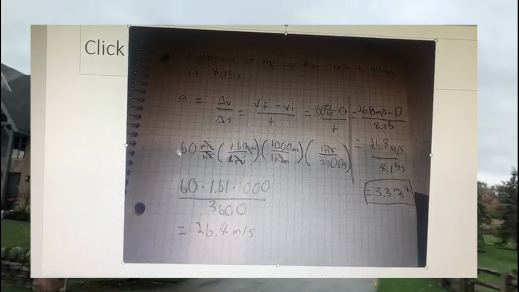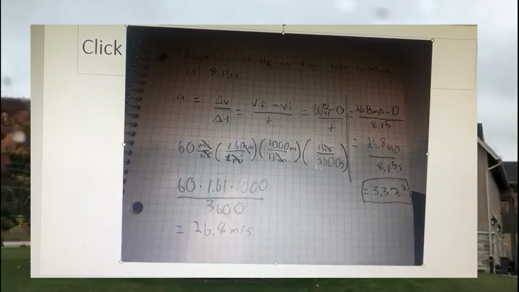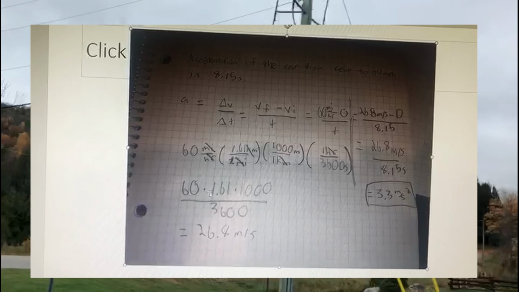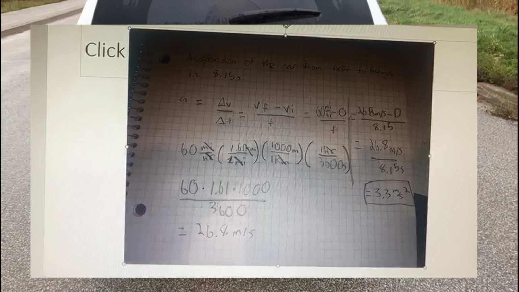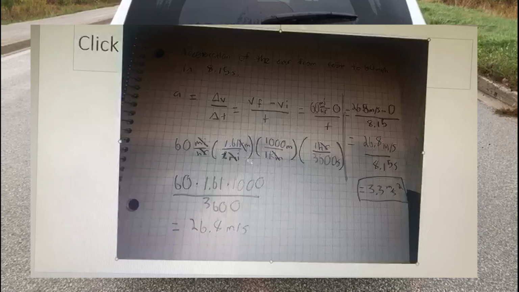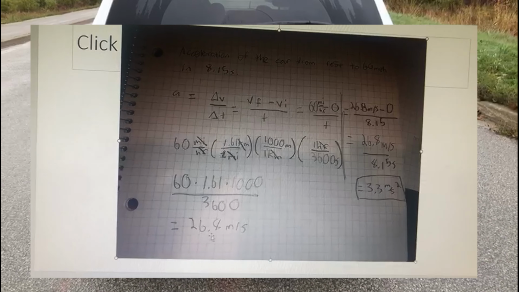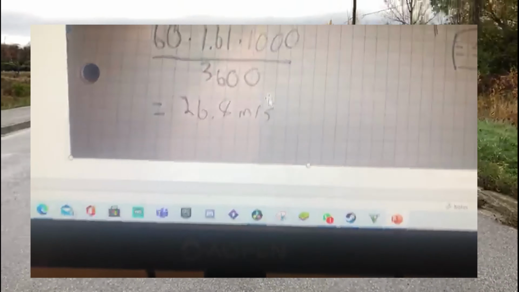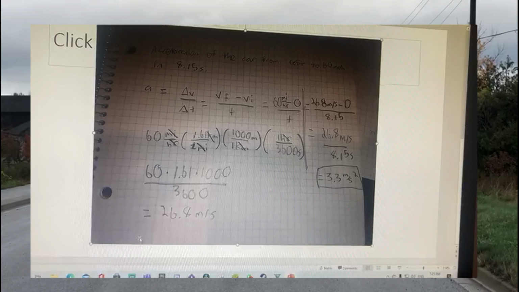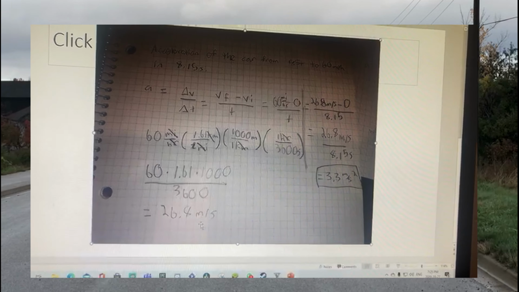So now we're going to take 60. We're going to take these four numbers. The last one is going to be dividing, as you can see over here. 60 times 1.61 times 1,000 divided by 3,600. Now you're going to do this, and that's equal to 26.8 meters per second. So 60 miles per hour is equivalent to 26.8 meters per second.